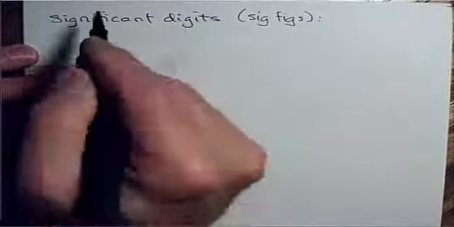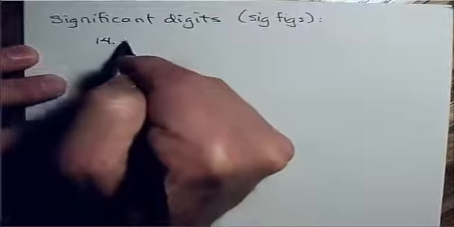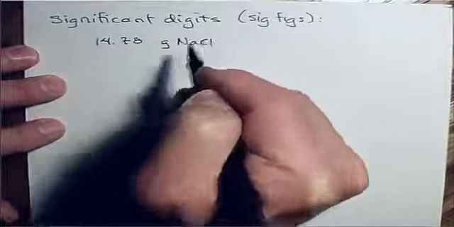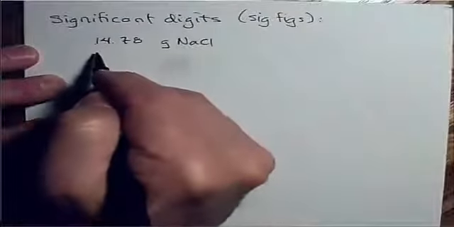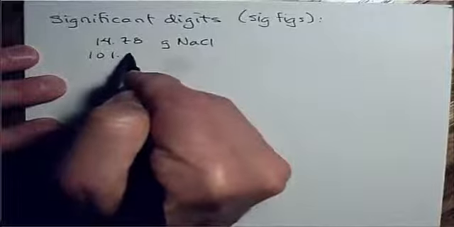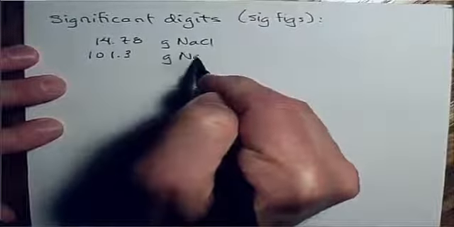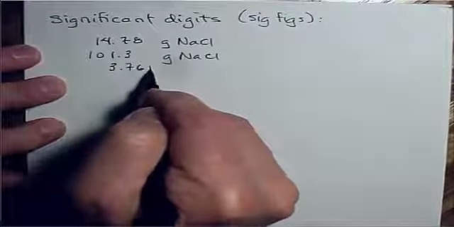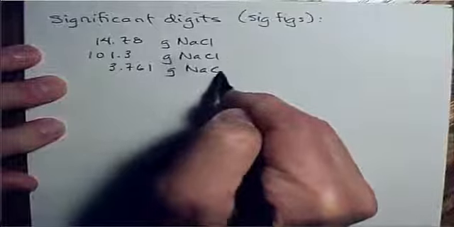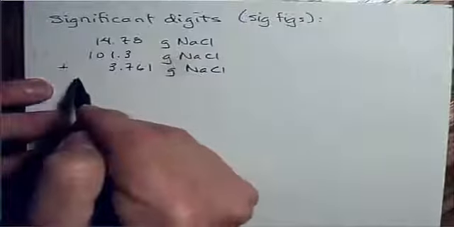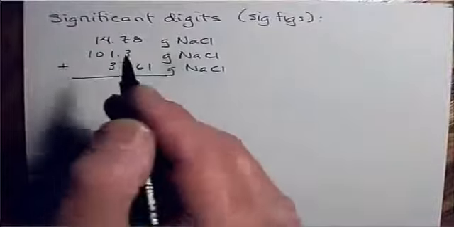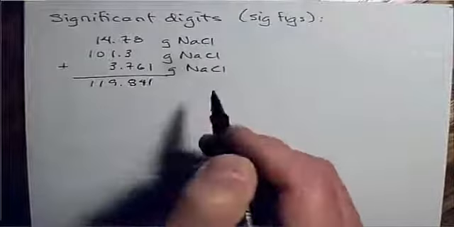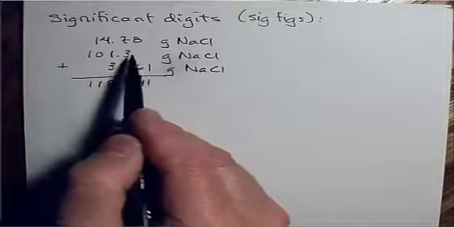Let's say we're going to add, say, 3 measurements together. Suppose I have 14.78 grams of, I don't know, table salt. Okay? I'm going to add that to 101.3 grams of table salt. And I'm going to add that to 3.761 grams of table salt. Okay? So I'm adding all these together. Okay, I get 119.841. Notice I didn't put any zeros here.